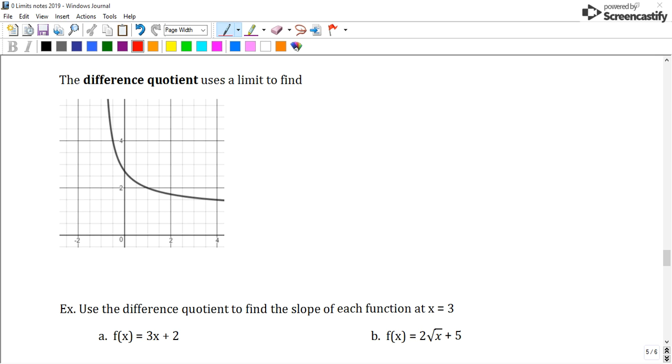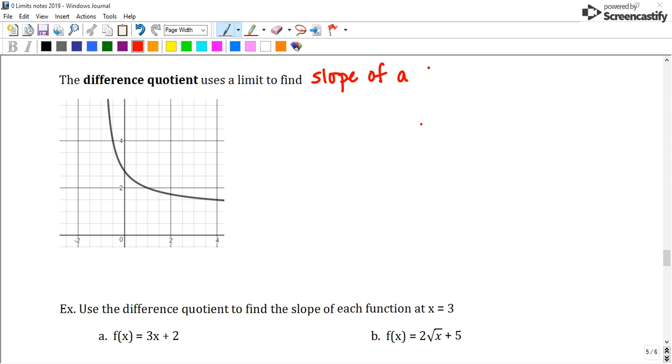So we finally get to apply the idea of a limit. We've been finding limits for a while now, and now let's talk about what they're actually used for. The first application is what we call the difference quotient. And this is just a fancy way of using a limit to find the slope of a function.